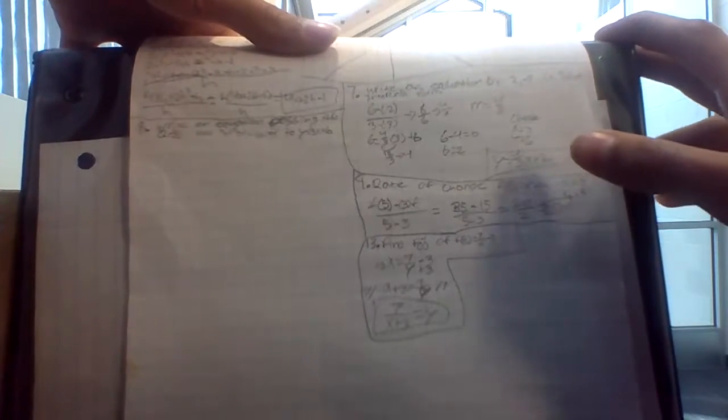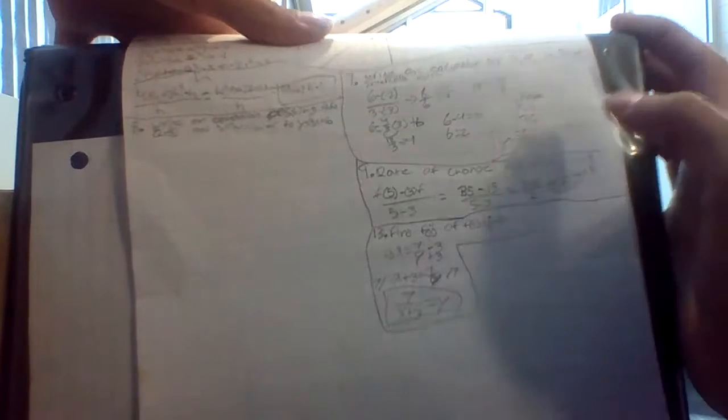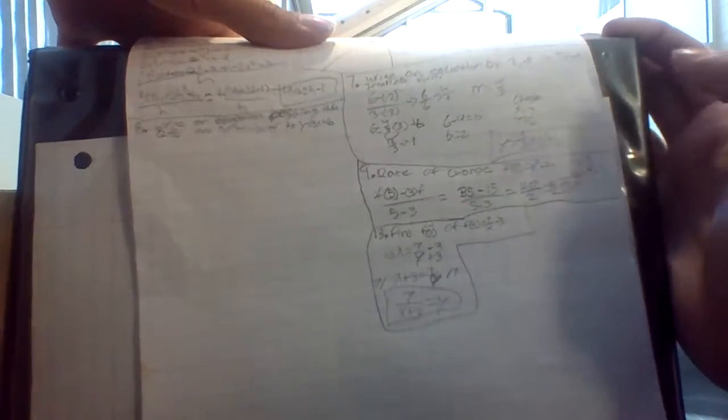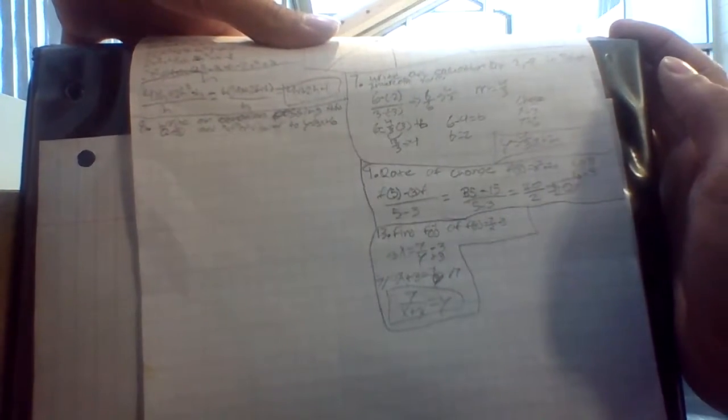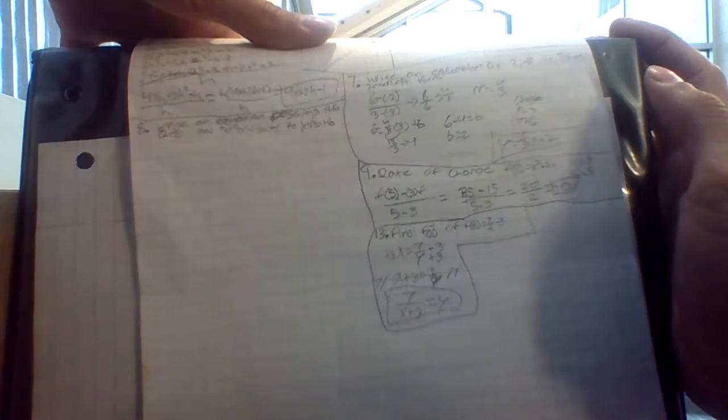And then number 13. So find the inverse of f of x equal to negative 7 over x minus 3. And then the inverse is y is equal to 7 over x plus 3.